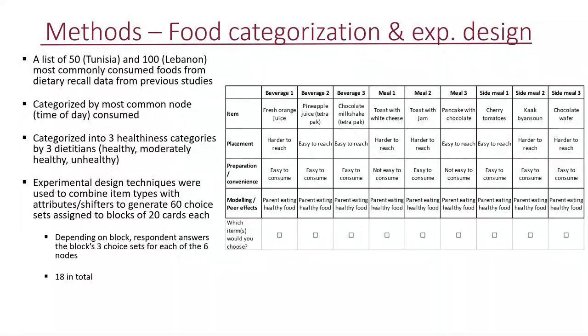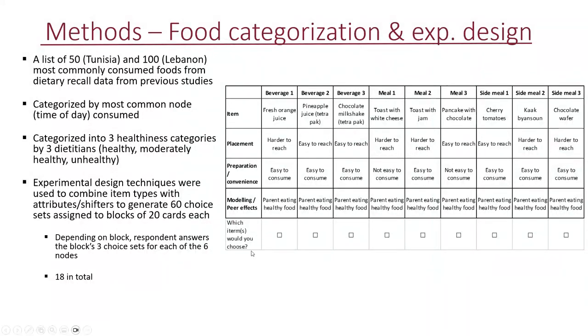And repeatedly, in the second choice set and the third choice set, you'd see these types of meals varying, being selected from any of these 50 items in Tunisia, or 100 items in the example of Lebanon. And of course, placement levels also differed, preparation levels also differed. And you could see in the last row, the modeling or peer effect. Here in that case, that's the breakfast at home, that would be the presence of a parent eating a healthy food, applying homogeneously to all nine options.